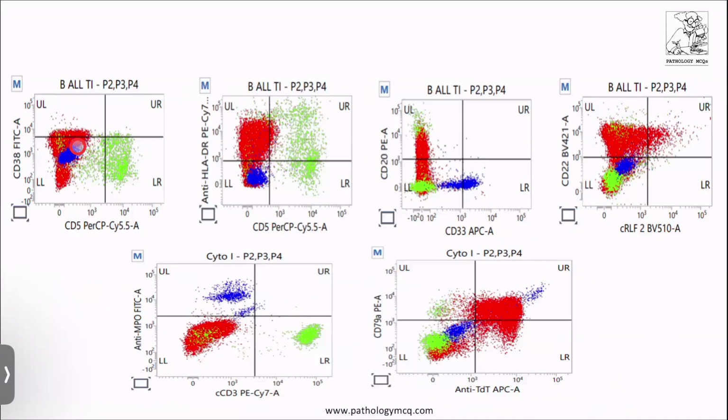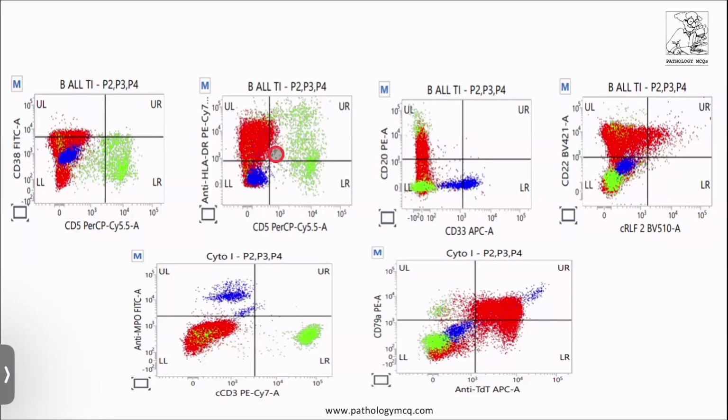On this plot, the same red population has to be studied. We are seeing some CD20 positive B cells over here, and the red population is showing a heterogeneous expression. The cells which are red colored are moving towards CD20. So this is CD20 negative to dim expression, a heterogeneous expression of CD20.